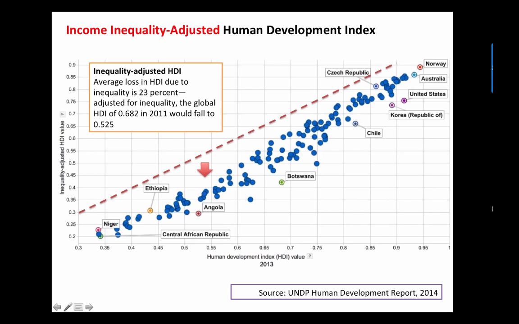So countries like CAR and Angola have very, very high rates of inequality, scoring nearly 0.5 for Angola on the HDI, but 0.3 if you adjust for inequality. Some countries like the Czech Republic near the top, where they have less inequality, and therefore they have less of an adjustment. Now, even if we make an adjustment for inequality, the actual results are not hugely different. Norway, Australia still come top.